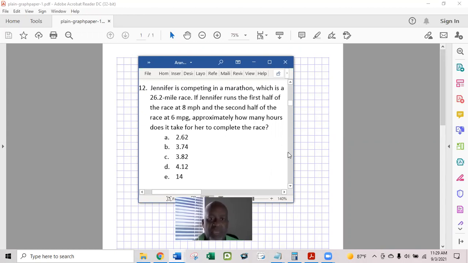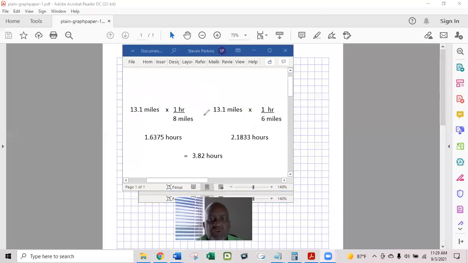So we understand that a marathon is 26.2 miles. She runs faster for the first half and then she slows down, obviously, for the second half. Well, half of 26.2 miles is 13.1 miles. So the way you set this problem up is to take 13.1 miles. I'm going to separate it like this: 13.1 miles and work with that at one rate, and 13.1 miles and work with it at the second rate.